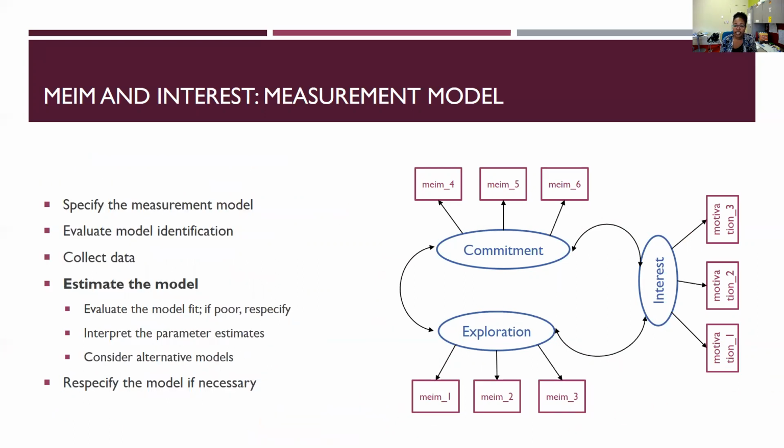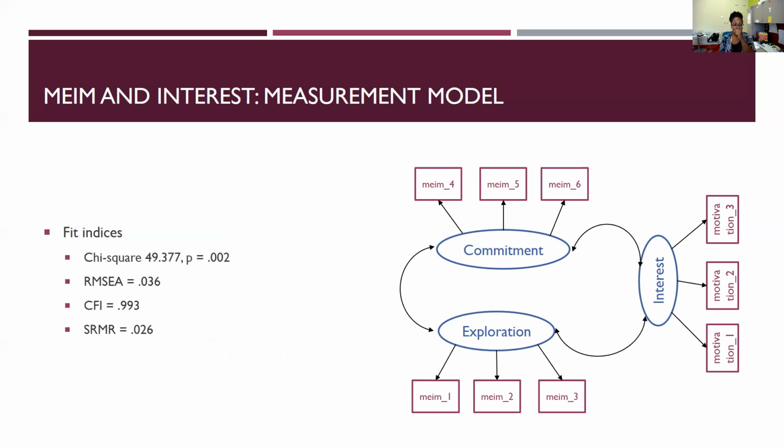So our data is collected, and we can estimate the model. In this model, these are the fit indices, and you can see this is a pretty good fit. We had a relatively low chi-square, RMSEA 0.036 is great, CFI 0.99, fantastic, SRMR 0.026 is really amazing. So this is a great fitting model.